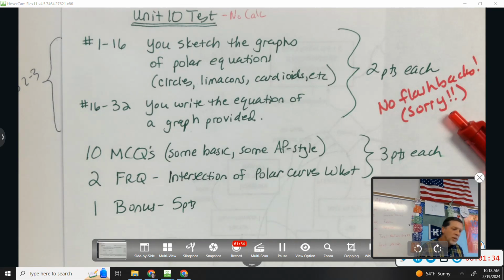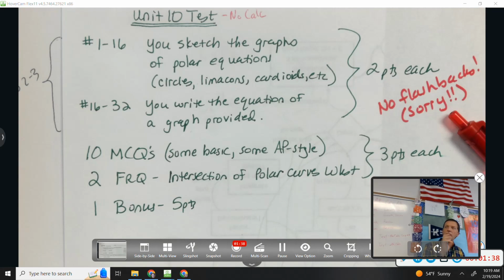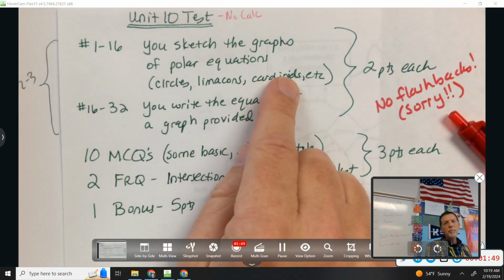For some people, it might be better to do 16 through 32 first, so that you're looking at the picture, and it's getting those pictures in your brain. What does a rose look like? What does a limaçon look like? What does a circle look like? And then go back and you do the picture.